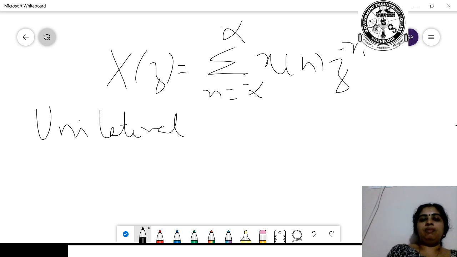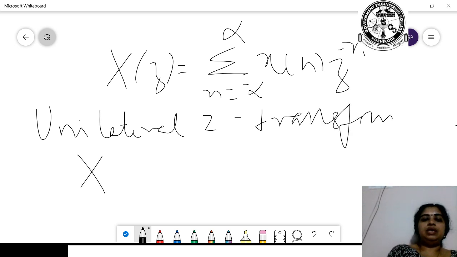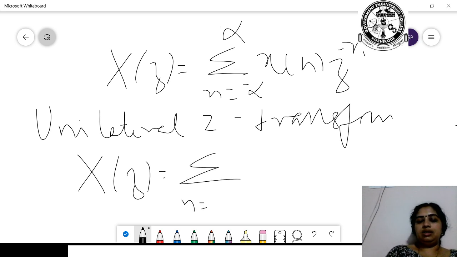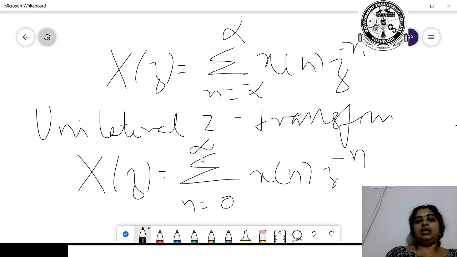The unilateral z transform is given by X of z equal to summation n equals 0 to infinity x of n into z raised to minus n. You have already learned the unilateral Laplace transform, I hope you remember. This is the unilateral z transform. So you do one thing: in the previous problem, x of n equal to cos omega 0 n, find the unilateral z transform and see whether you get the result I have mentioned.